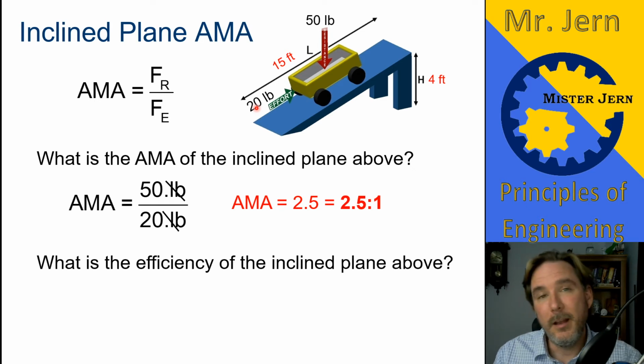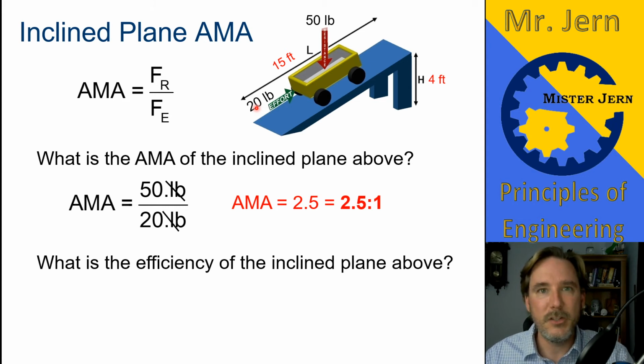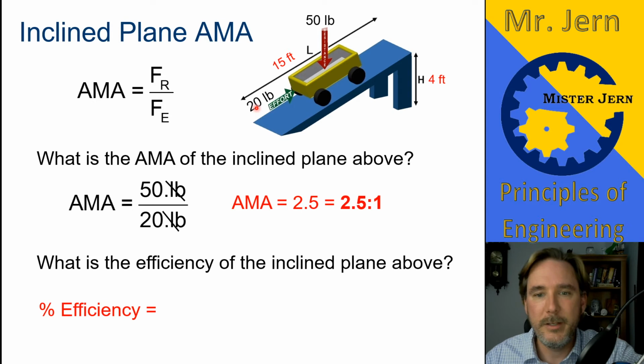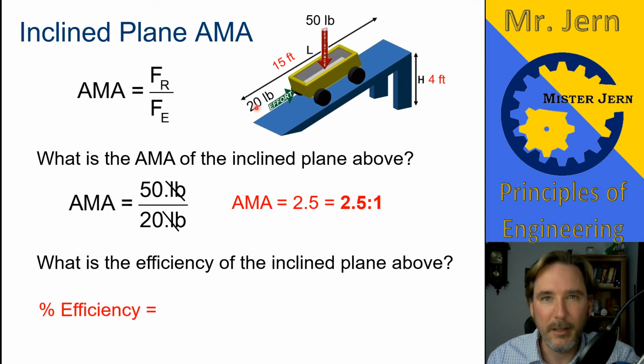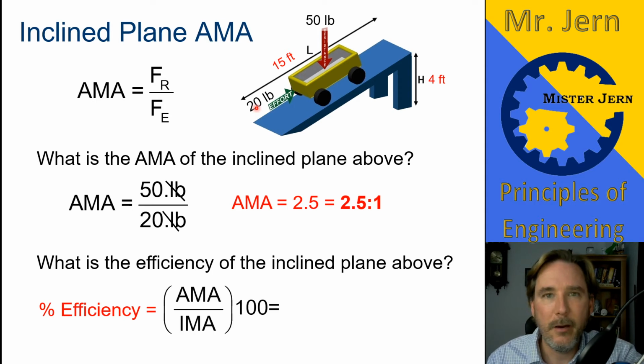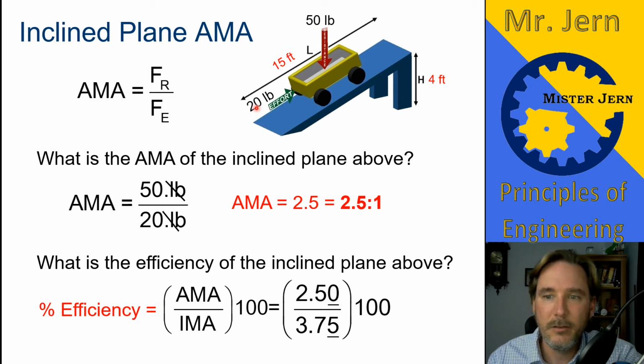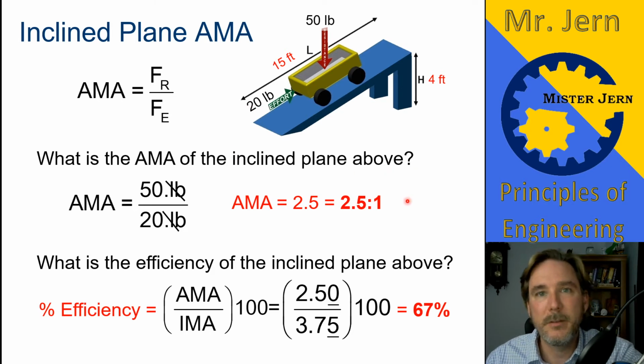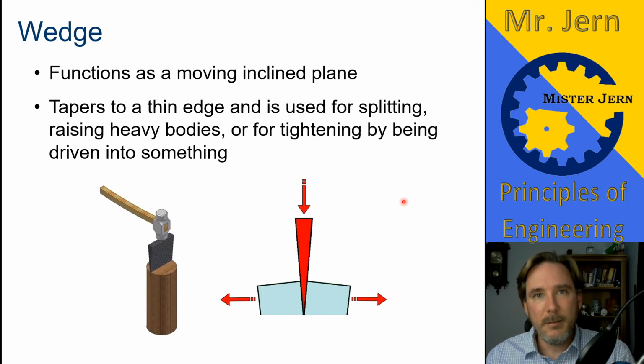Okay, but now the useful thing is, how well did this ramp work? What's the efficiency of it? We take efficiency, which we talked about in the last video, and we take our AMA divided by our IMA, multiply it by 100. In this case, 2.50 divided by 3.75 times 100, and we get a 67% efficiency. Okay, not bad at all. Some friction involved, definitely. So that's an inclined plane.